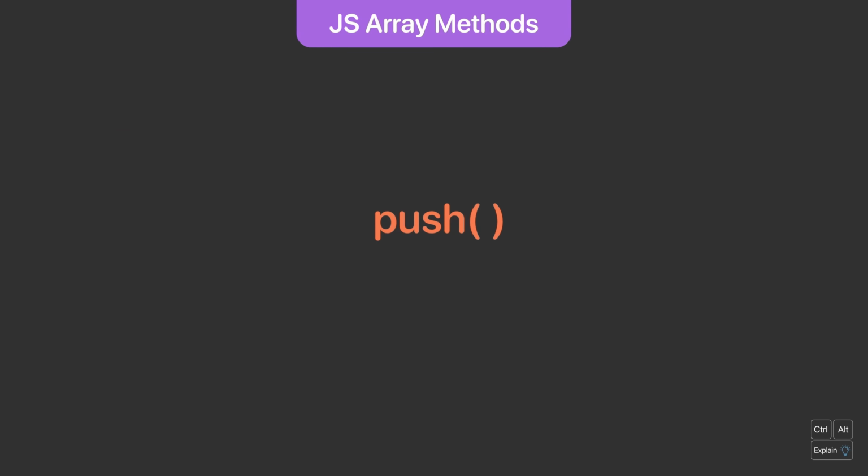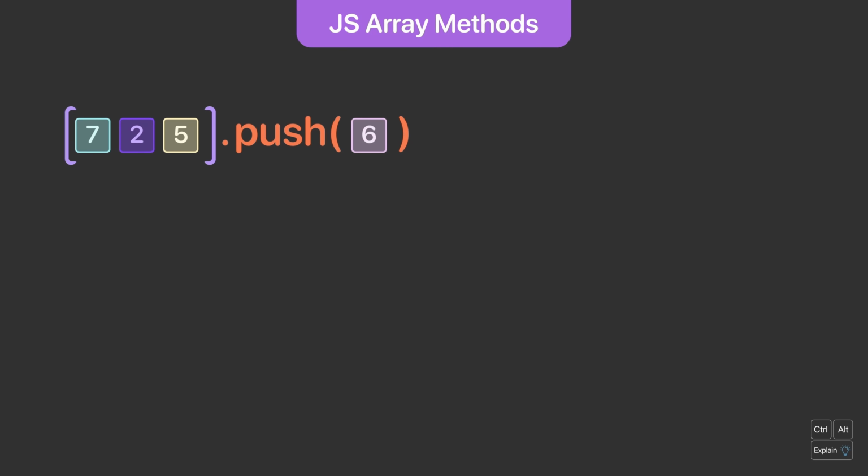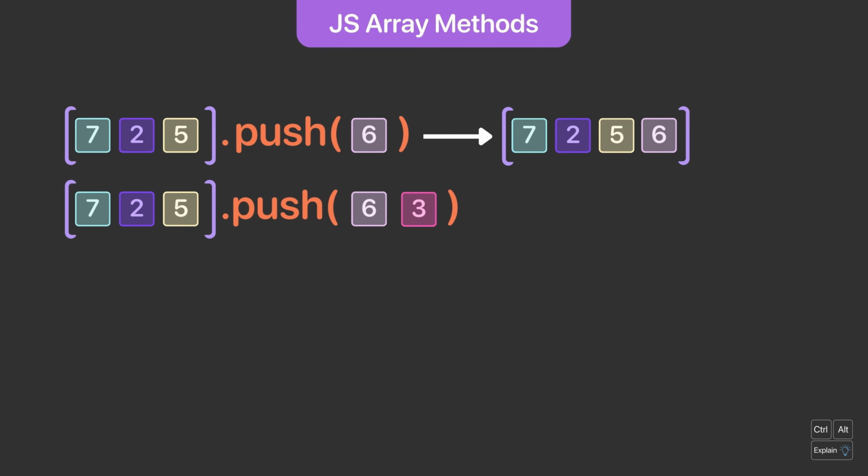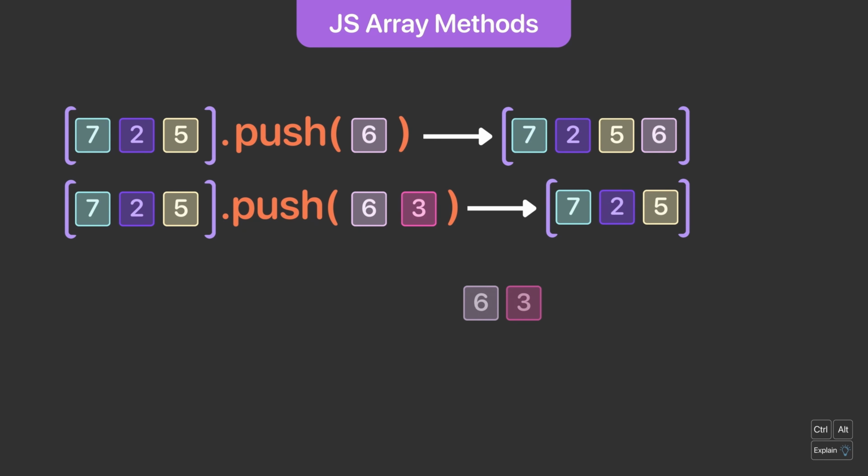The push method is one of the simplest and most commonly used array methods in JavaScript. As the name suggests, it pushes one or more new elements onto the very end of an array. When we call push 6, the number 6 is appended to the tail of our array. You can even pass multiple arguments at once, like pushing 6 and 3 together, and they will be added to the end of the array in that exact order. One key advantage of the push method is its efficiency, because adding to the end of an array doesn't shift other indexes.